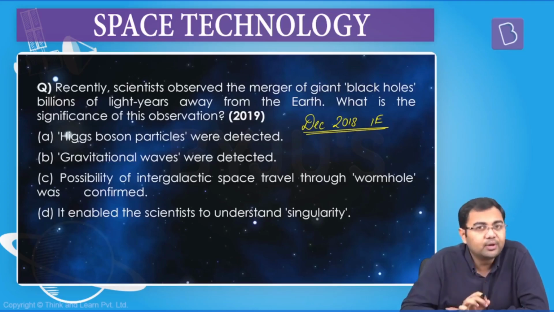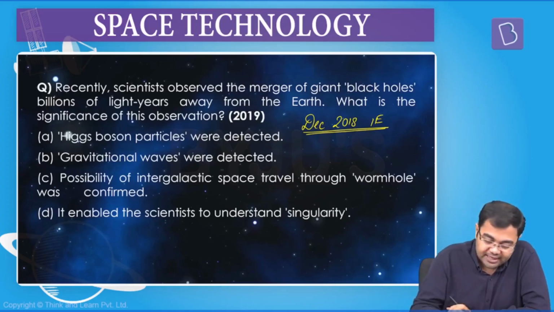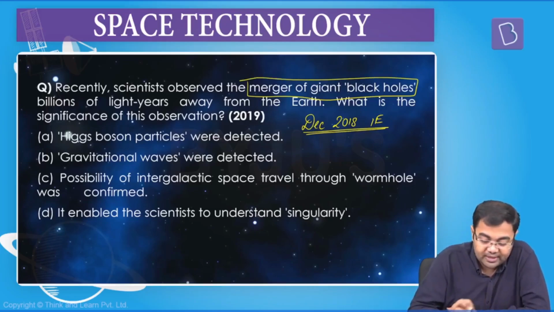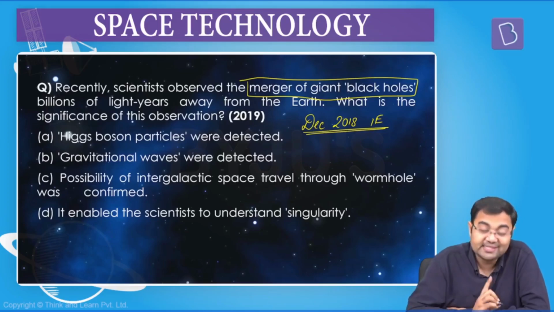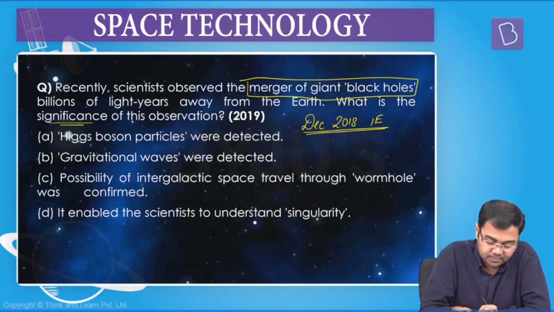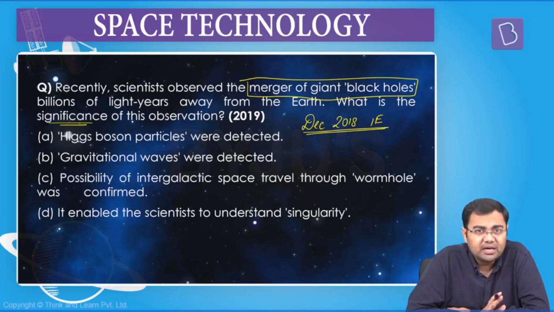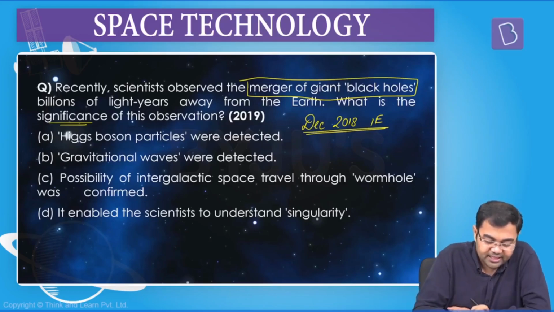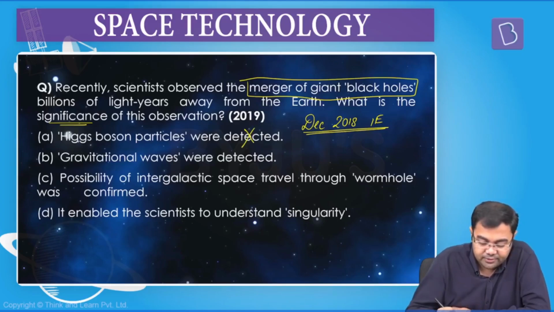Even if you haven't, just look at the keywords, the key phrases in this question. Scientists observed the merger of giant black holes, billions of light years away from the Earth. What is the significance of this observation? What will happen due to the merger of black holes? Gravitational waves, one of the options could be there. First option, Higgs boson particles were detected. Nothing to do with Higgs boson. Gravitational waves were detected. Okay, possibility.